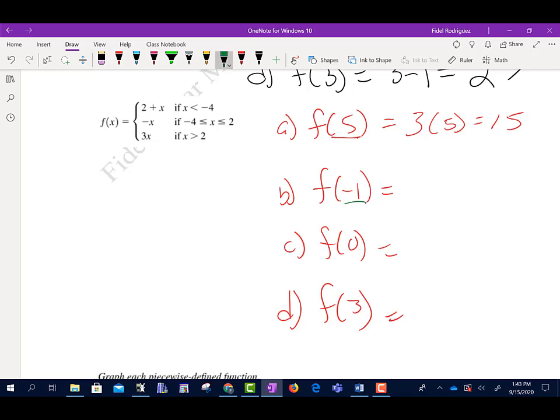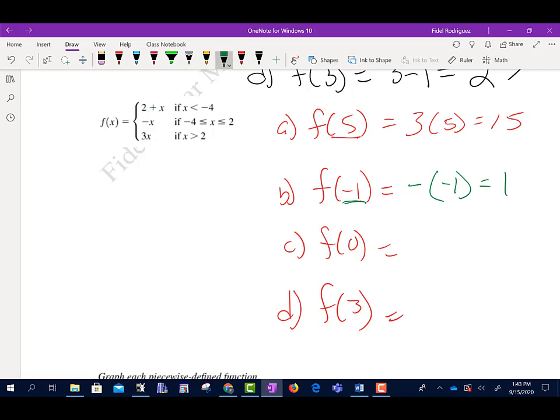We're going to look at -1. Is -1 smaller than -4? No, it's not. Is -1 between -4 and 2? Yes, it is. So I'm going to use this part of the function. That part of the function says negative times whatever number I have here, -1. It's a positive 1. Okay, let's do that again.